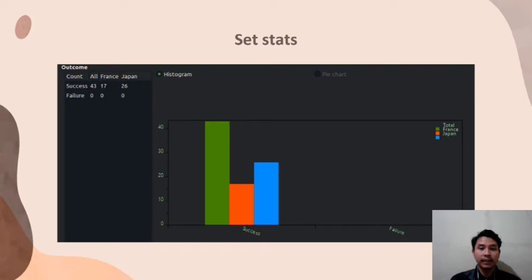Next is the setting stats. France has 17 successful sets and Japan has 26 successful sets. For the failure, both teams have no failure for the setting.